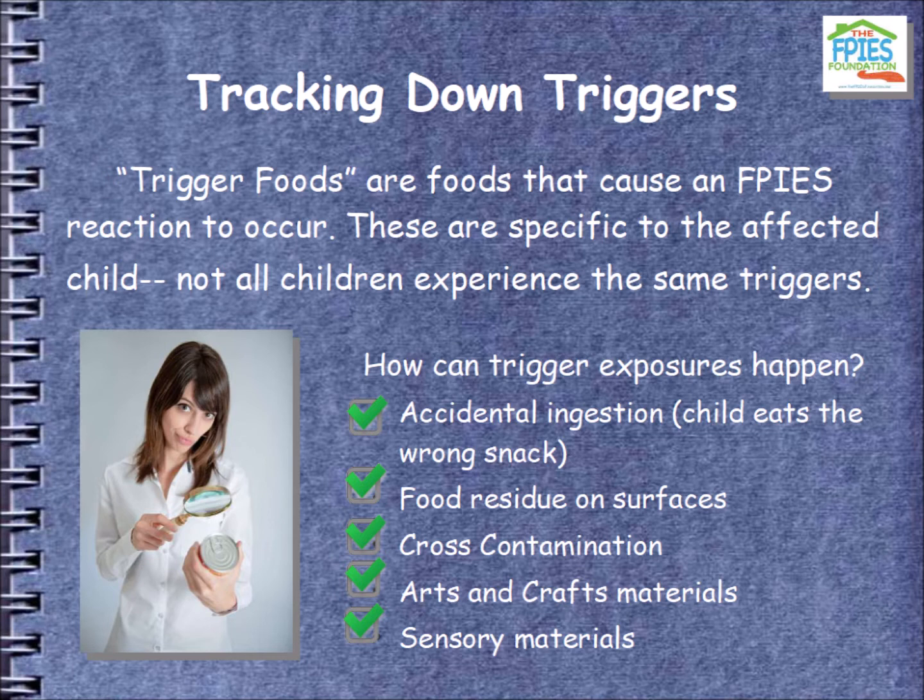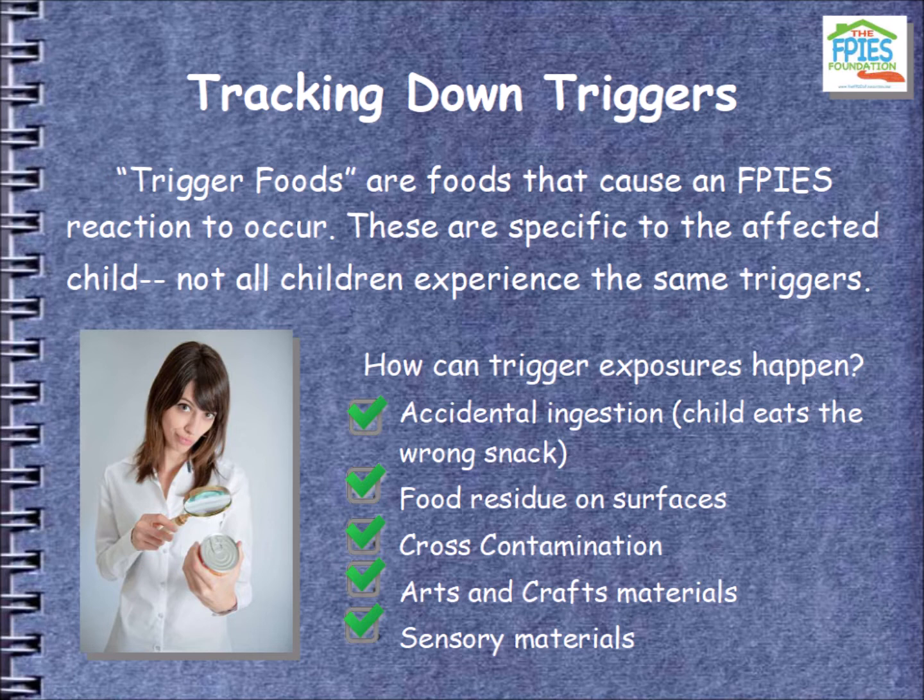So how can trigger exposures happen? Well, the number one way is through accidental ingestion. A child may reach over and grab the snack of the child next to them and then eat it before you can stop them from ingesting that food. They may pick up a crumb off the floor that they see and put it in their mouth. Those are all examples of accidental ingestions.